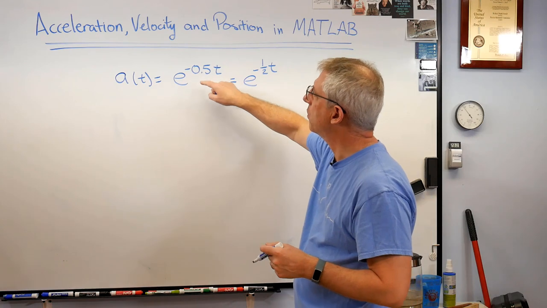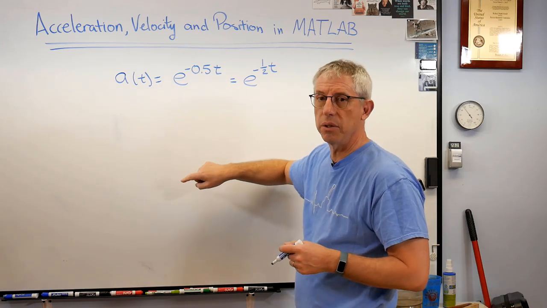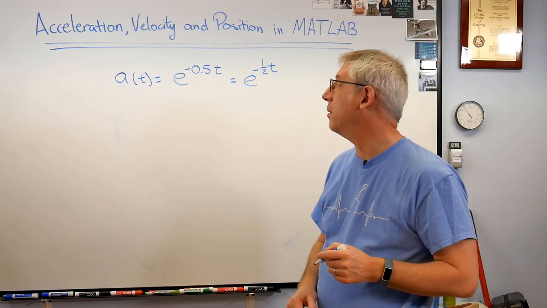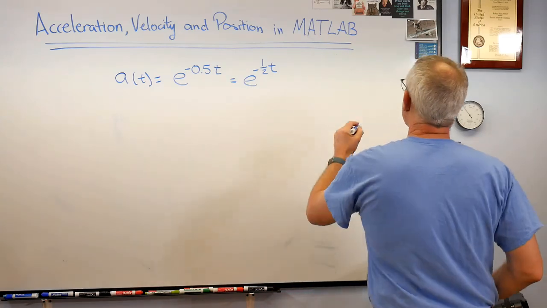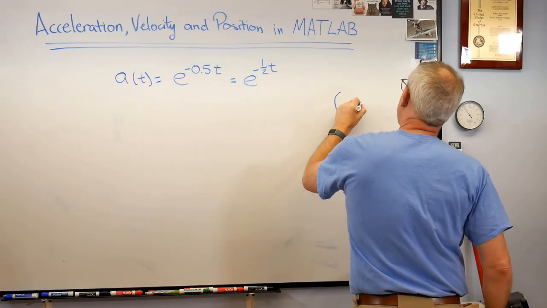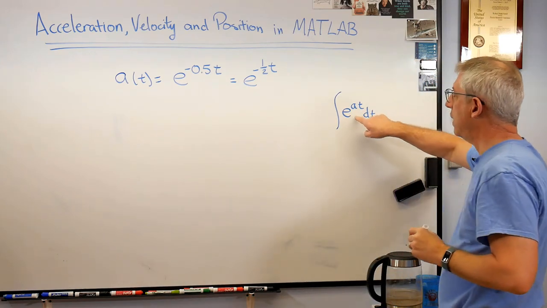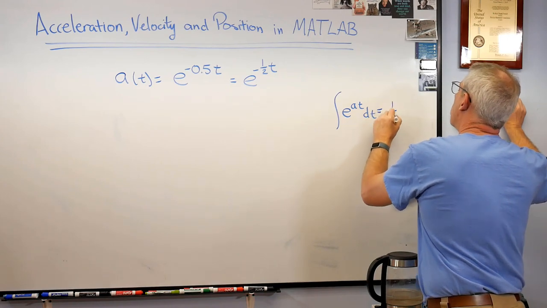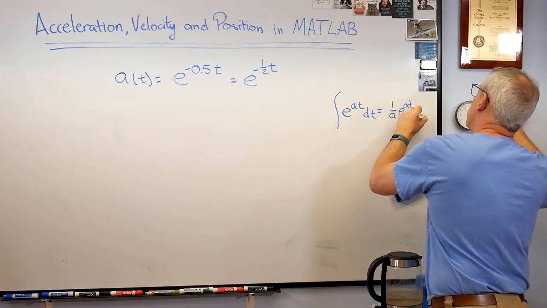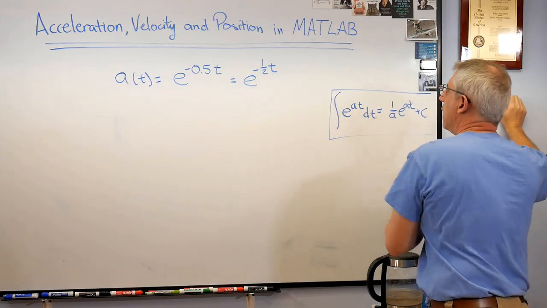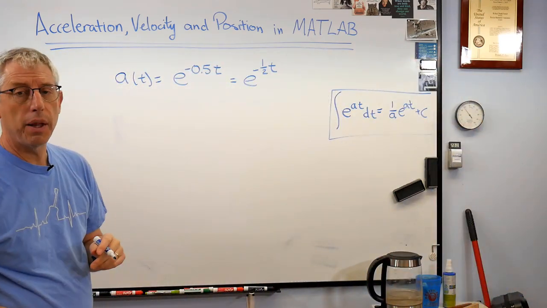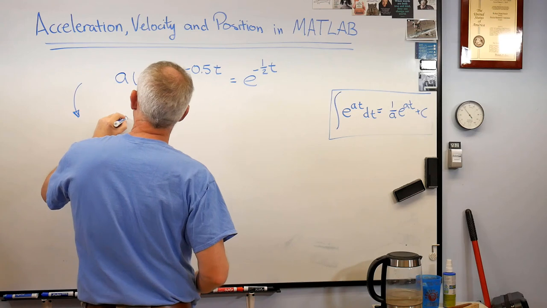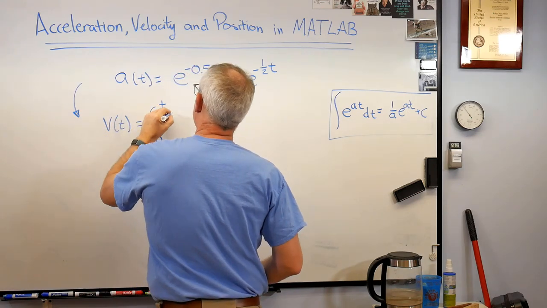Well, if we're going to integrate from acceleration to velocity and velocity to position, it would help to know what the integral of e to the minus 0.5t is. So let's fix that. The integral of e to the at dt, where a is just some number, a can be anything, is 1 over a times e to the at plus c. So let's put that over here. We'll need that in a minute. Now, let's figure out velocity. Velocity is the integral from 0 to t of acceleration.